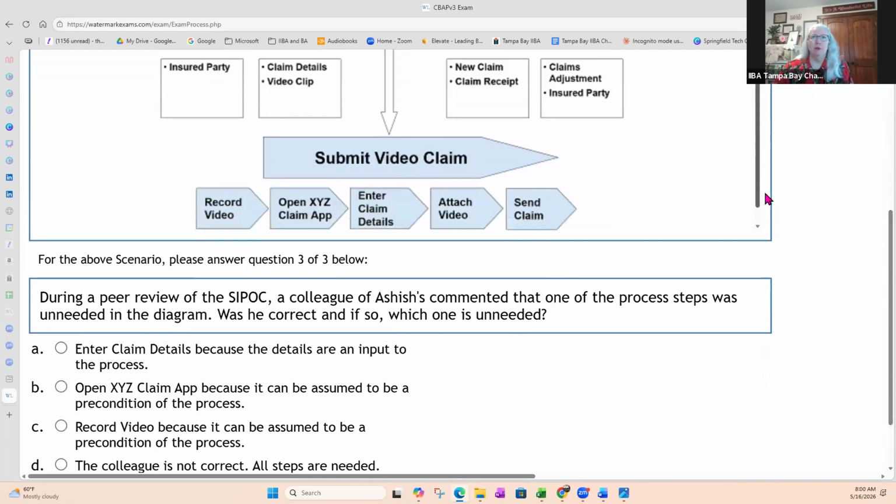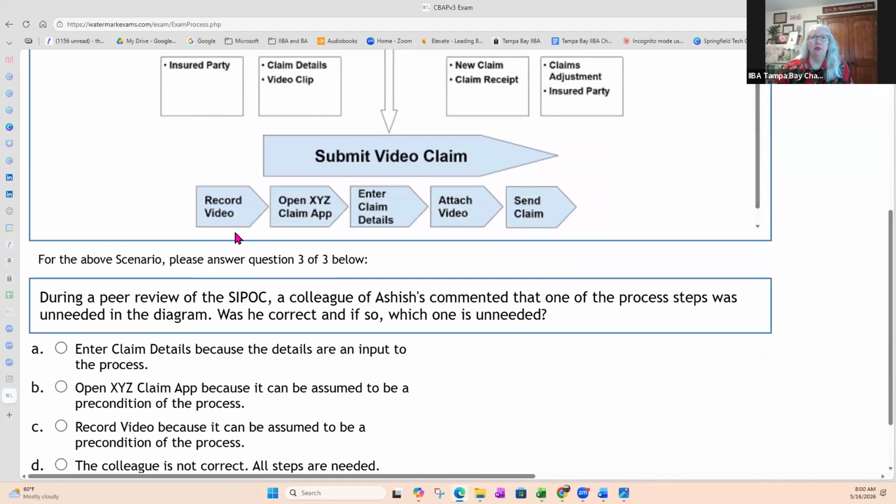So let me push this up so you can see all the steps in the process. So this is what we're looking at. It's just the process, not the rest of it. Enter claim details, because the details are an input into the process. So he's saying this should be up as an input instead of in the process.